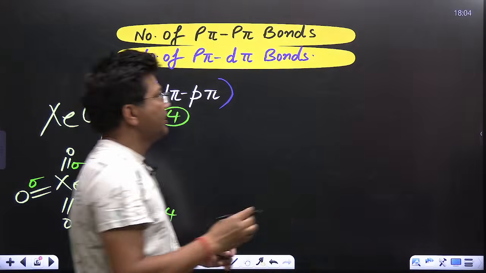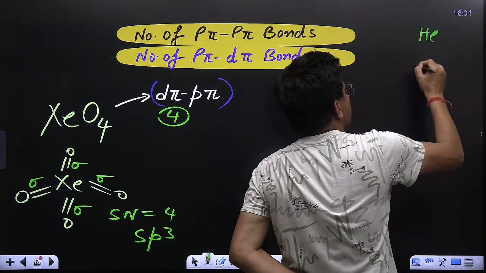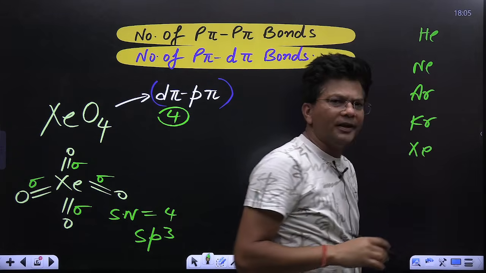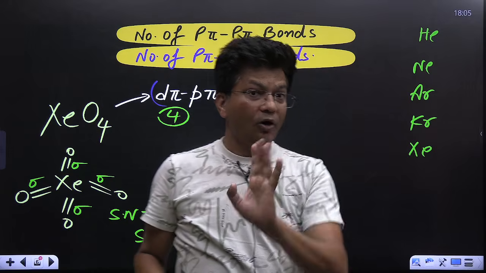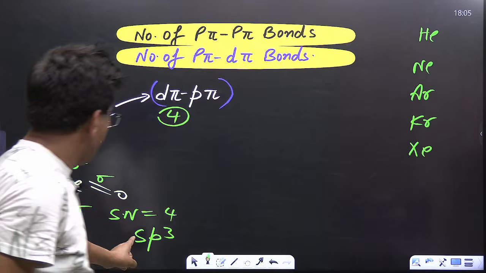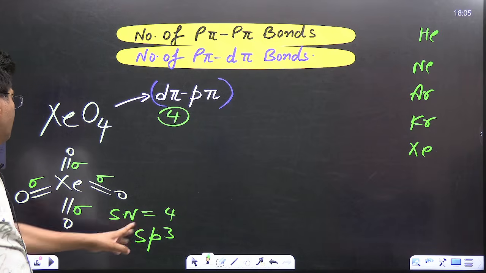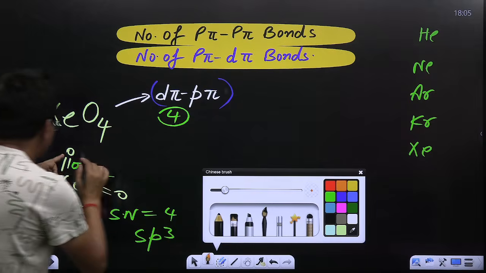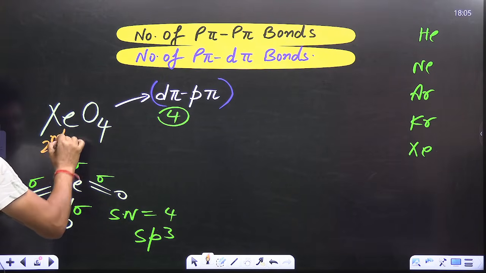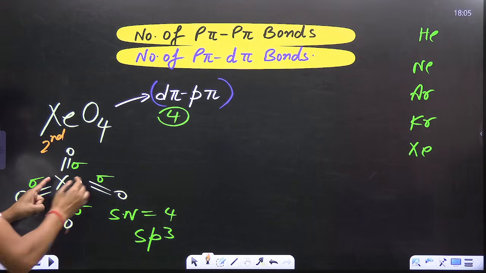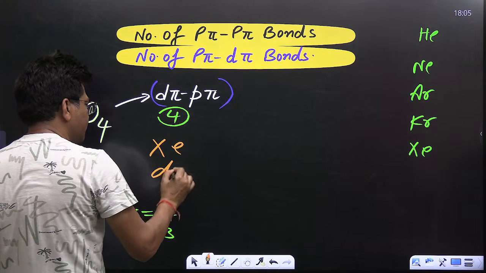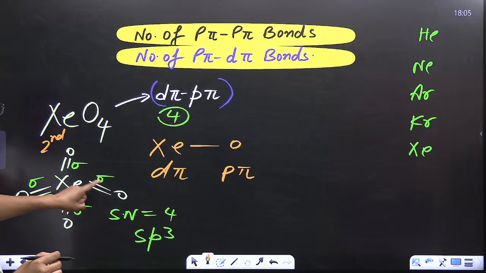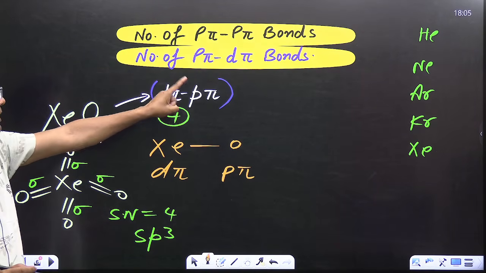Now xenon belongs to: helium, neon, argon, krypton, xenon. No need to go over there. It is more than second period, so it has d orbitals. And definitely with sp3, all p are involved in hybridization, so the d orbitals are vacant. So I will say oxygen will always form p pi because it belongs to second period. So 1, 2, 3, 4: xenon's d pi and oxygen's p pi. How many such bonds? 1, 2, 3, 4. There are 4 d pi p pi bonds.